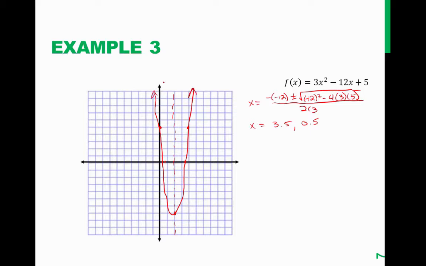Okay? So when we are graphing these things, you're going to always need to find, if you can, the x-intercepts, the y-intercepts, the vertex, the axis of symmetry. And you need to know which way it's opening, up or down. So that ends the 3 examples I have for the quadratic formula.